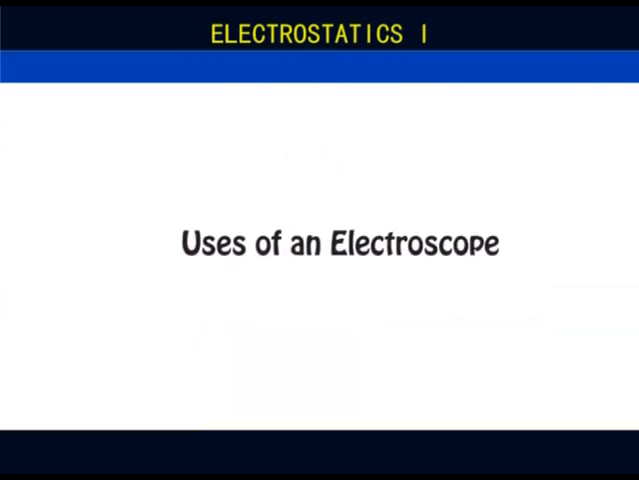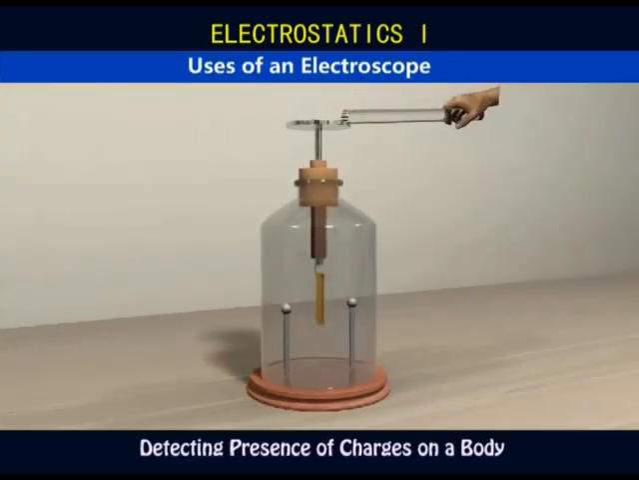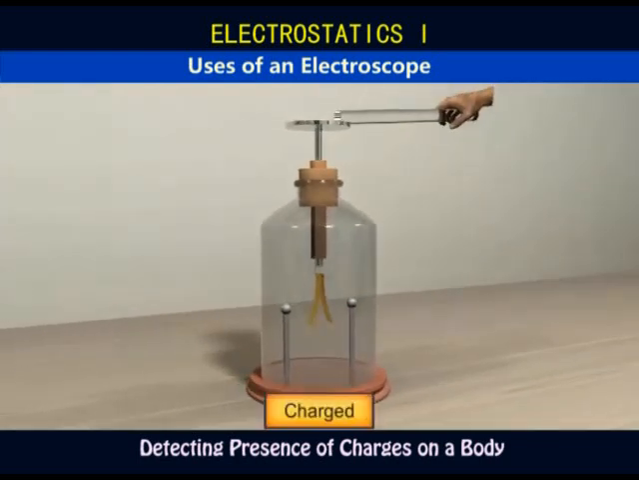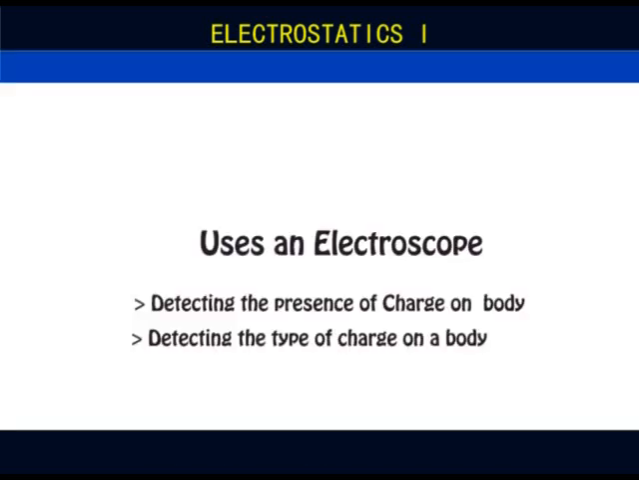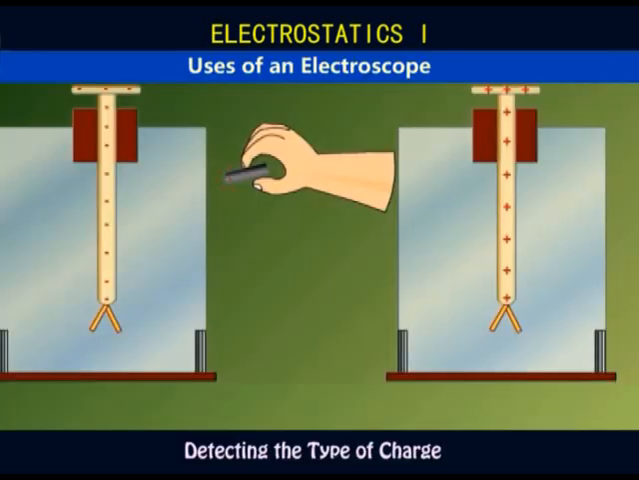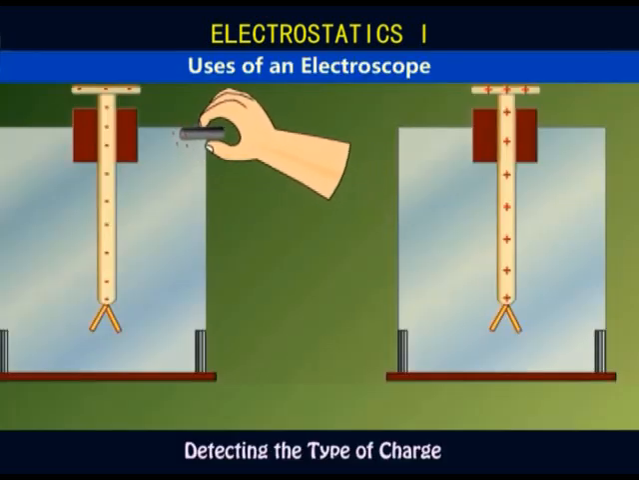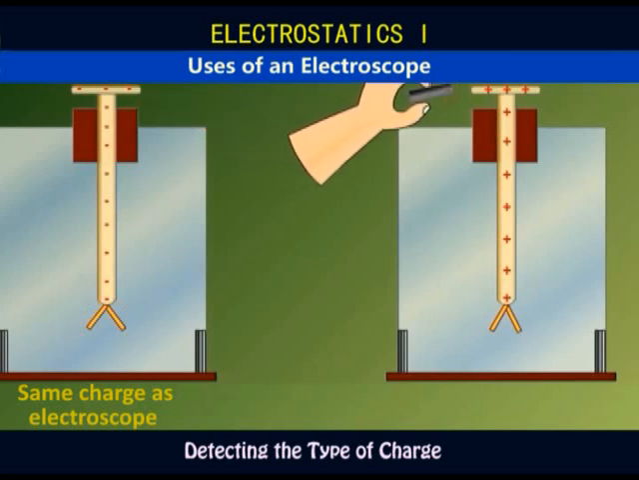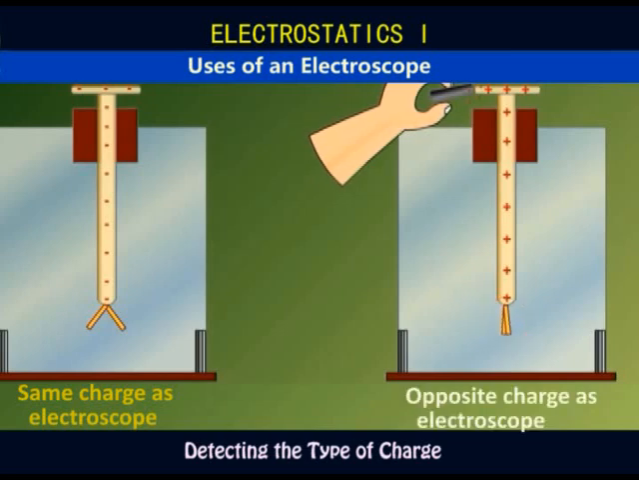Next, uses of an electroscope. Now, we've already seen that an electroscope can be used to detect whether a body is charged or not. In fact, it can also be used to detect the type of charge on a charged body. For example, if a charged body is brought close to the plate of a charged electroscope and the leaves diverge further, the body has the same charge as the electroscope. But if the leaves' divergence decreases, then the body has an opposite charge to that of the electroscope.